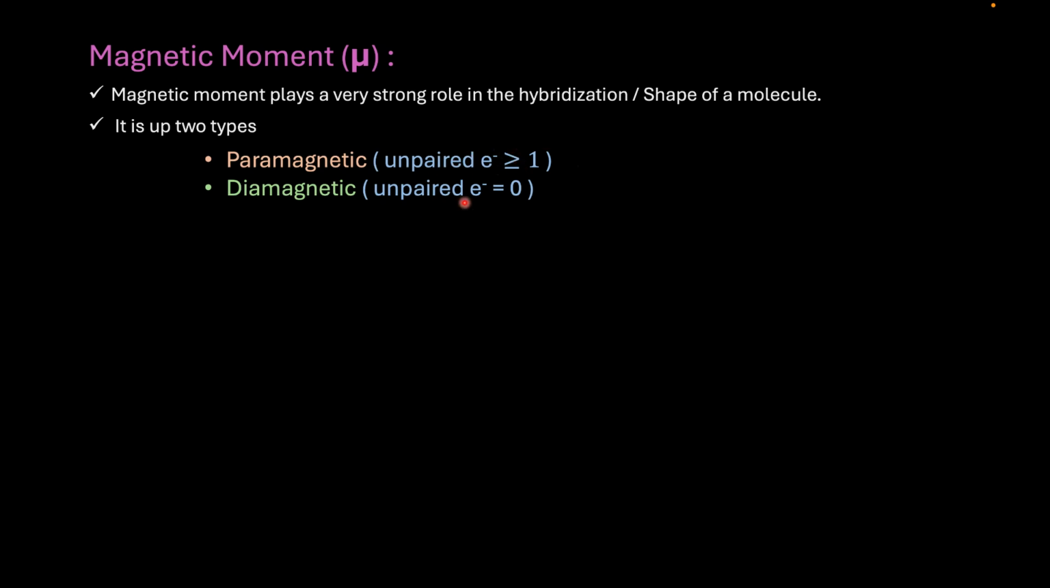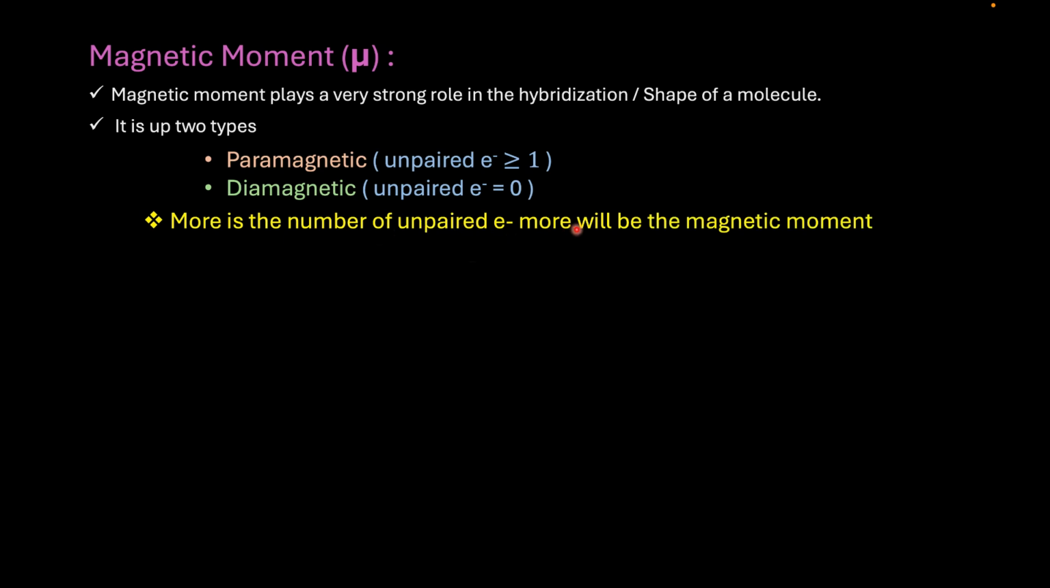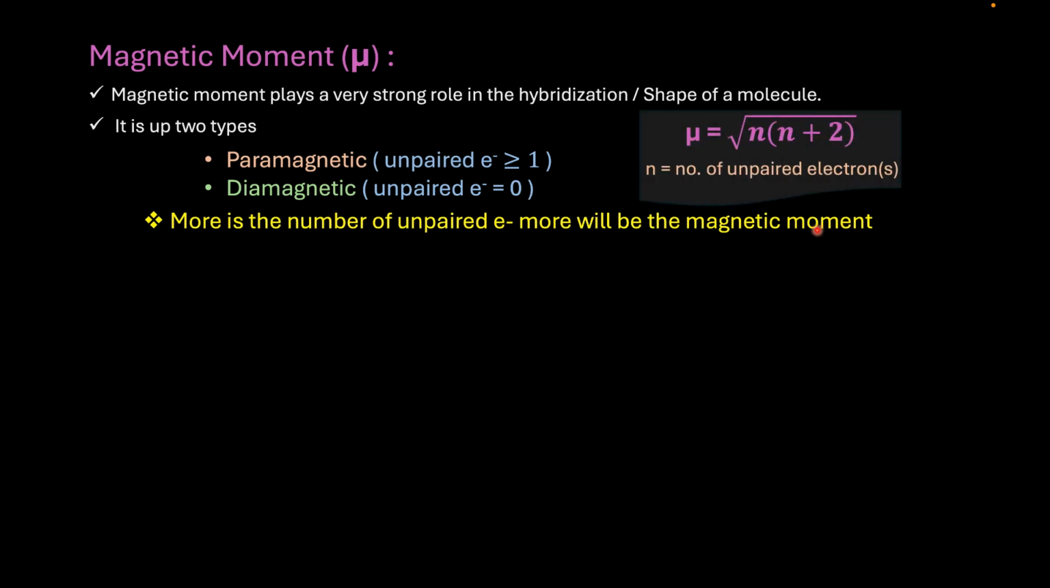That means in the orbitals of the central metal atom, unpaired electrons are present. But when in the metal ion or metal atom, unpaired electrons are absent or equal to 0, then the compound is known as diamagnetic. One point we can discuss here is that the more the number of unpaired electrons, the more will be the magnetic moment. To calculate magnetic moment, we have a formula: mu is equal to root of n into n plus 2, where n is equal to the number of unpaired electrons.